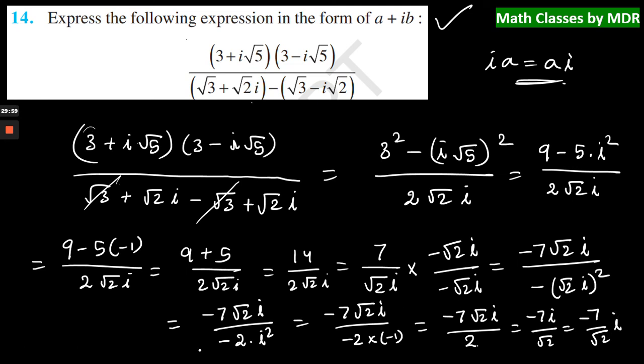So now how do you write this in the a plus ib form? That is 0 plus 0 minus 7 by root 2 i. This is the a plus ib form of this number, right? I hope it is clear.